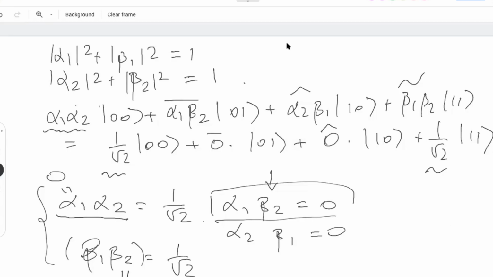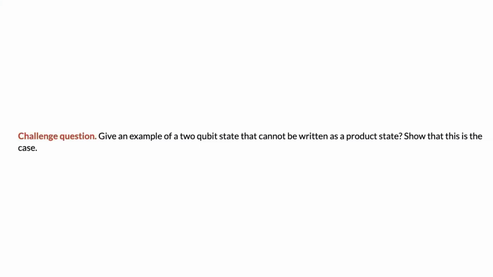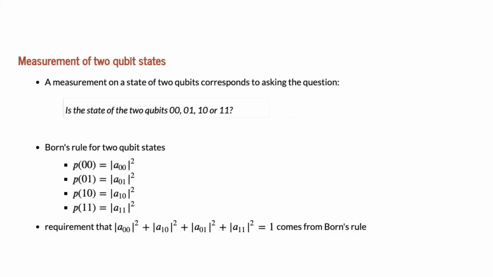This state here is very special. It's called an EPR pair. In fact, it's maximally entangled. We'll see what that means later on. It's a very special state. Okay, let me go back to the slides. Hopefully that example makes sense. Is there anything that I can clarify before I move on?